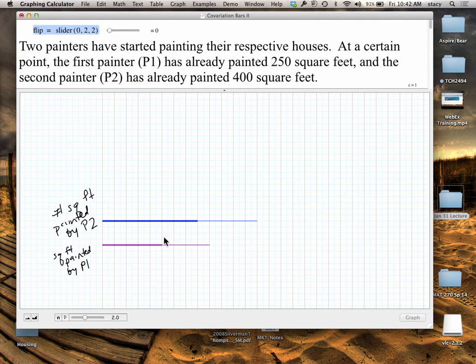So this skinny line in purple is representing how much? 200.